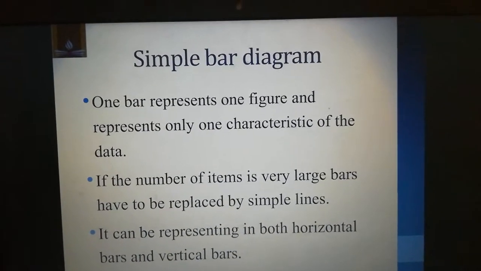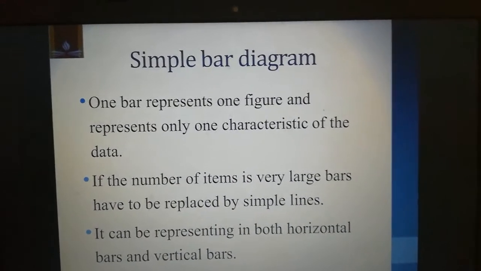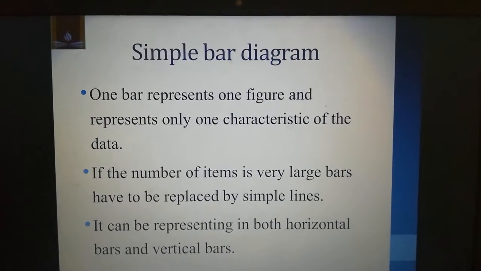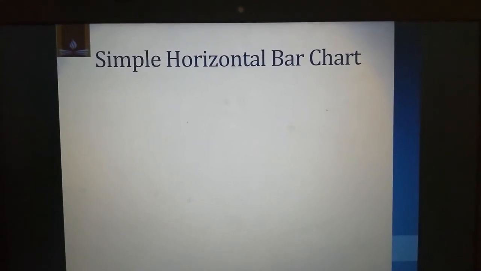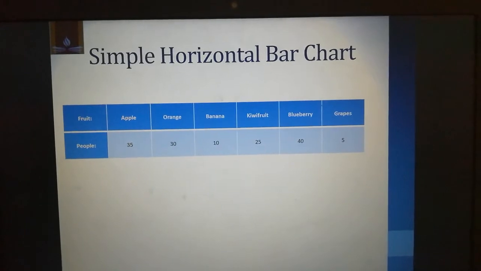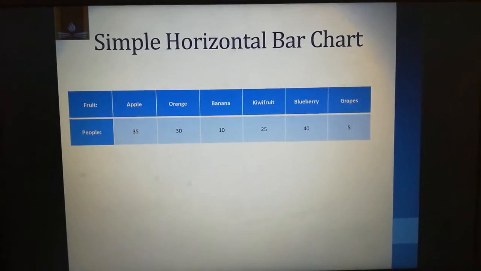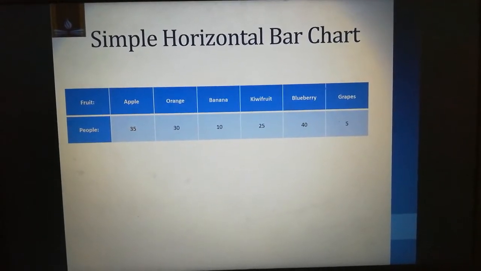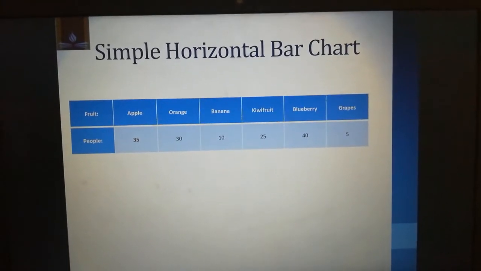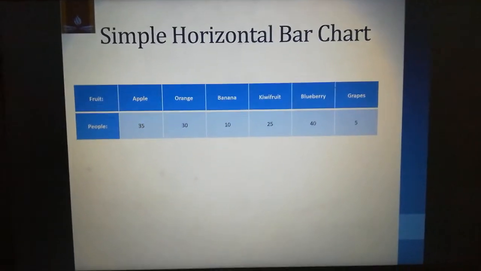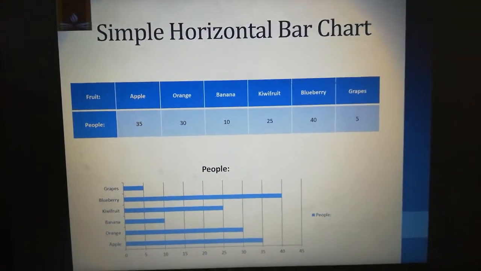And the simple bar diagram can be of two ways. It can be either a horizontal bar or a vertical bar. Simple horizontal bar, what do you mean by that? Let's discuss with an example. This is the table representing the different types of fruits consumed by the people from a supermarket survey. So it is represented horizontally.